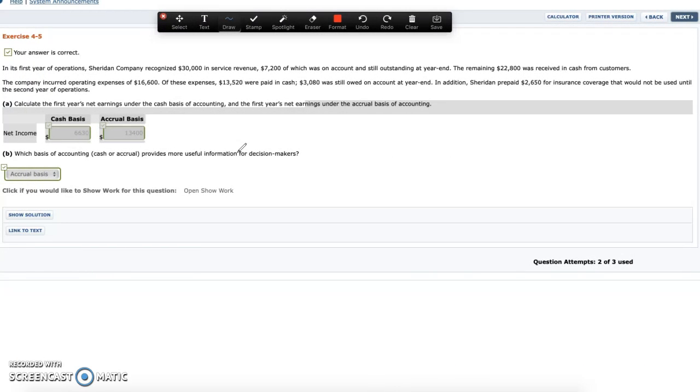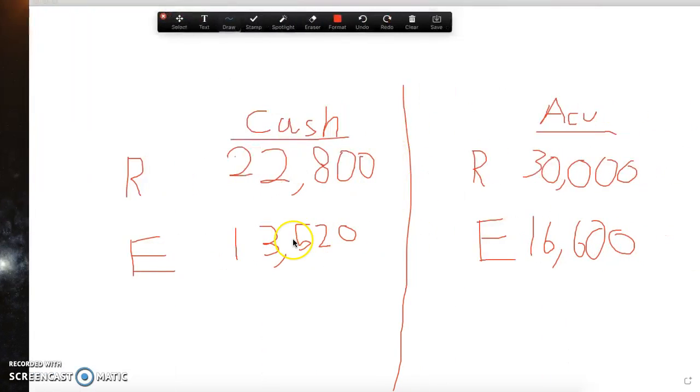Now under expenses, we see that the company's total operating expenses for the year were 16,600, but of these expenses, 13,520 were paid in cash. So we still had some that's unpaid. Either way, I put the expenses in there: the 13,520 that was paid in cash under cash accounting, and under accrual it would be the full 16,600.